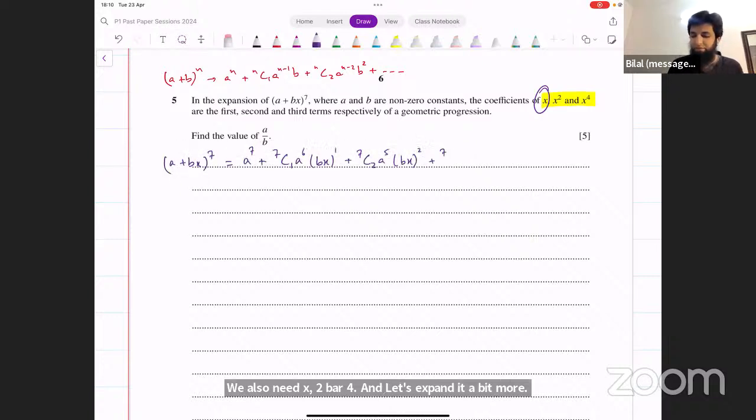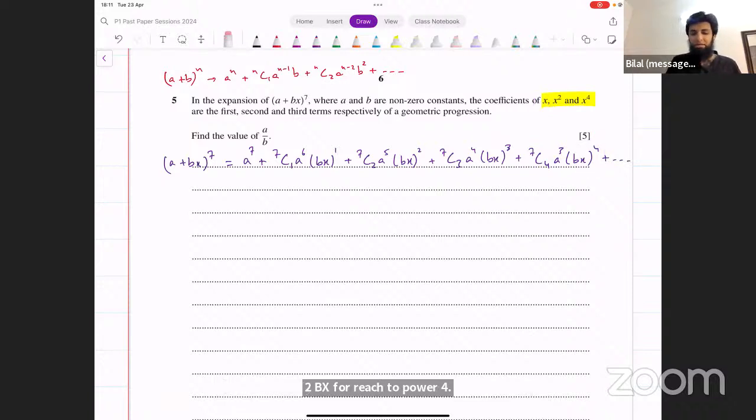Then you have 7c3 into a raised to the power 4 into (bx) whole raised to the power 3. And then finally, we have 7c4 into a raised to the power 3 into (bx) whole raised to the power 4. You've got the x power 4 term here as well. And that's where you stop. You don't have to expand it any further. These were the only 3 terms that we were interested in.